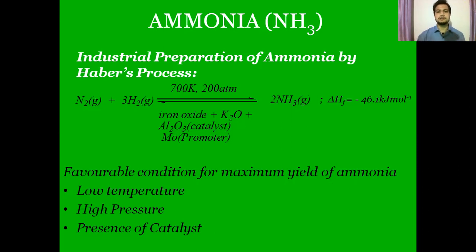The catalyst which we use is iron oxide, potassium oxide, and aluminum oxide. But remember that in some cases, we use molybdenum as a promoter for this particular reaction. Now, what is a promoter? A promoter is a substance which itself will not act as a catalyst, but it increases the efficiency of a catalyst. So molybdenum here acts as a promoter. So these are the conditions in which you get maximum yield of ammonia by Haber's process.